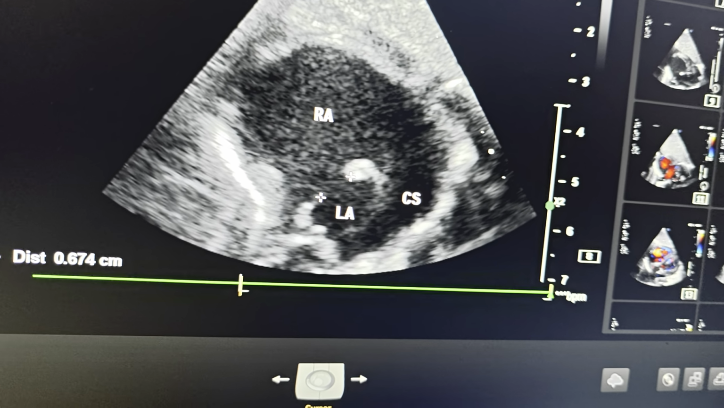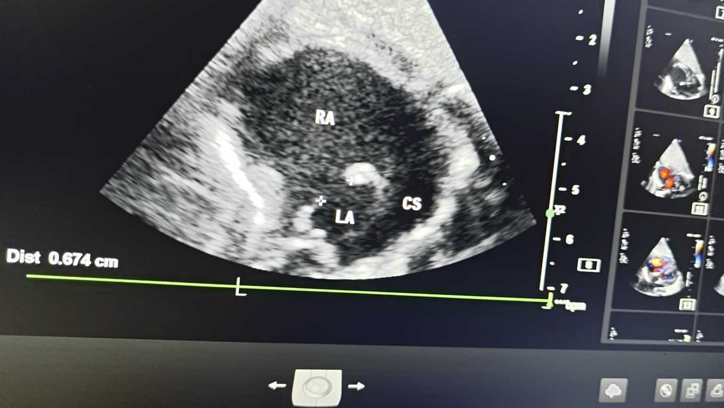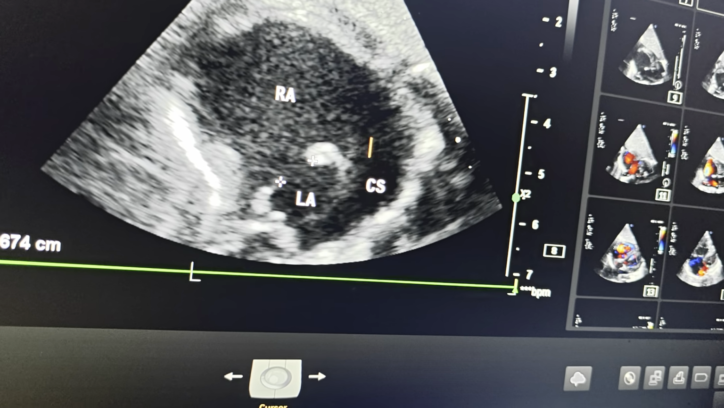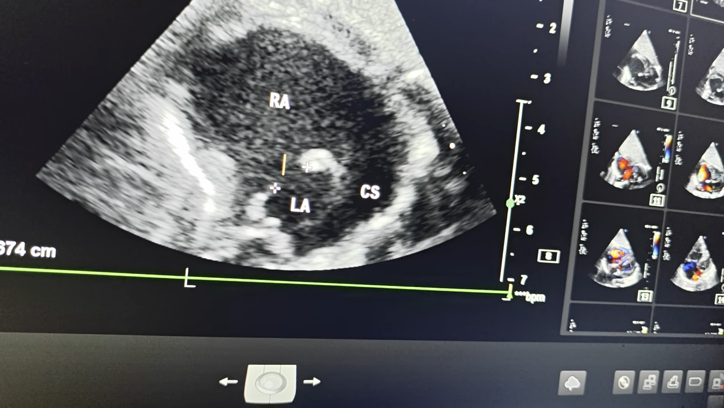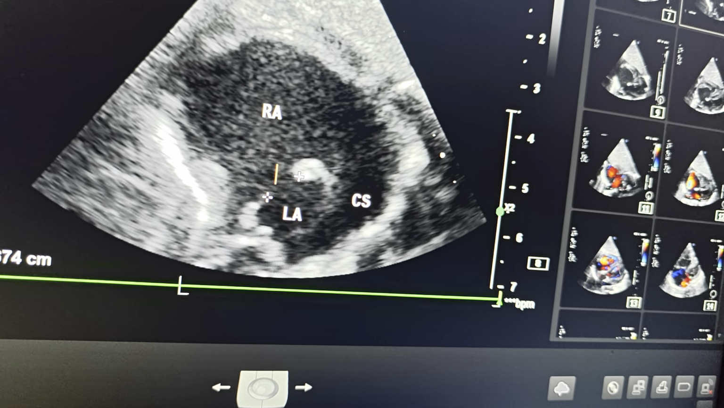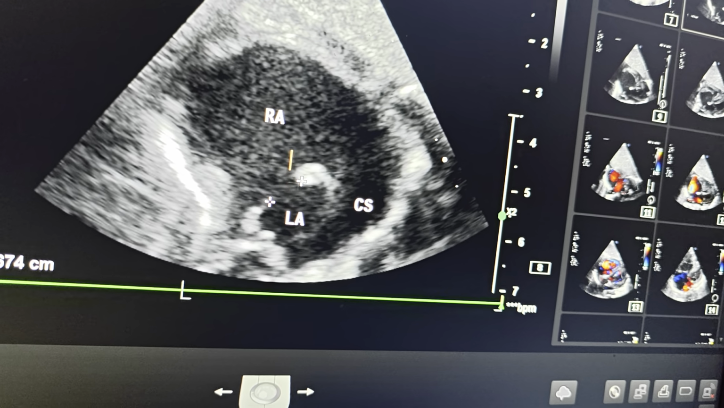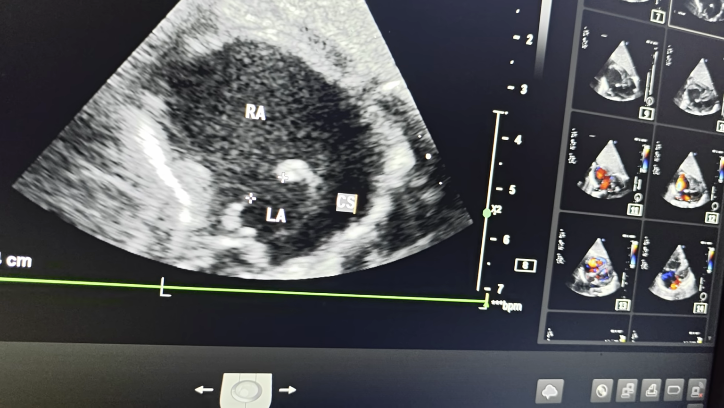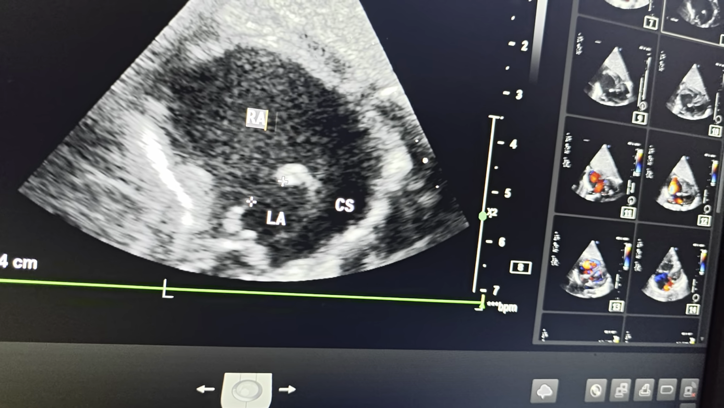This is the case of total anomalous pulmonary venous connection through coronary sinus. This is subcostal view, and this is right atrium, this is left atrium, this is ostium secundum ASD. Flow is from right to left. You cannot see because it's not color Doppler. This is coronary sinus taking all the blood from pulmonary veins and draining directly into right atrium.